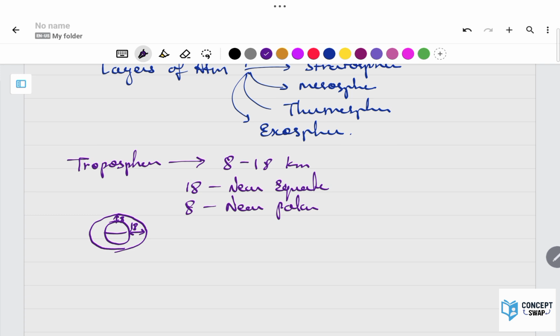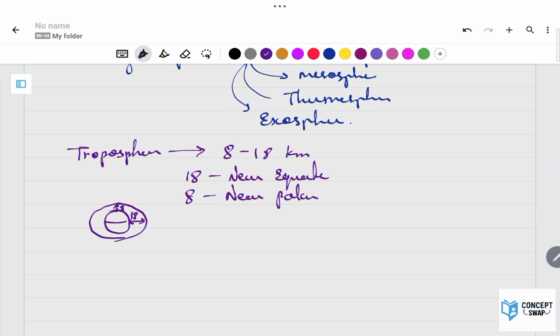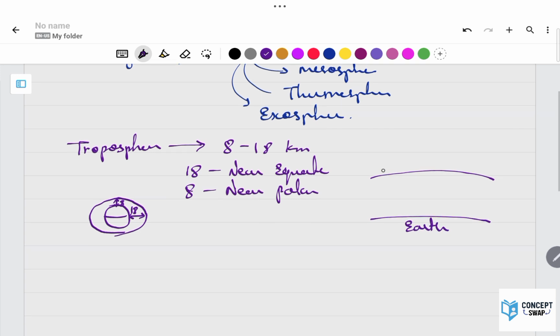The troposphere is the first layer, between the surface and the top layer called the tropopause. The average height is 13 kilometers, ranging from 8 to 18 kilometers. Temperature decreases as the height increases.